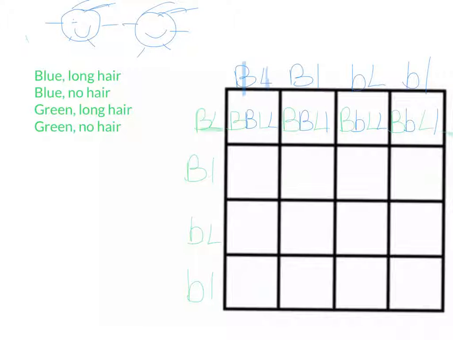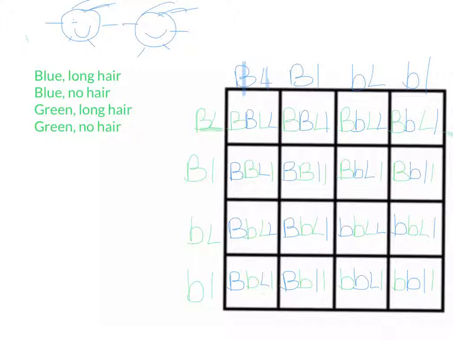All right, I want you to pause the video at this time and fill out the remainder of this Punnett square. Okay, double check your answers with mine. Did you keep all of your B's together? Did you put your capital B in front of your lowercase b's and your capital L's with your lowercase l's? And did you keep all your L's together?